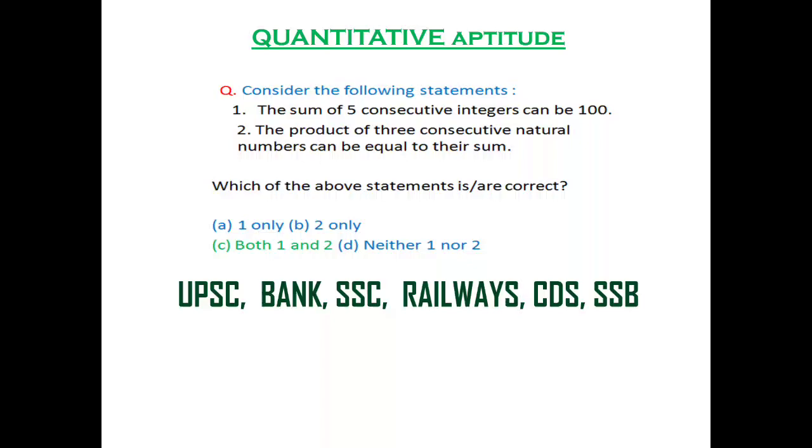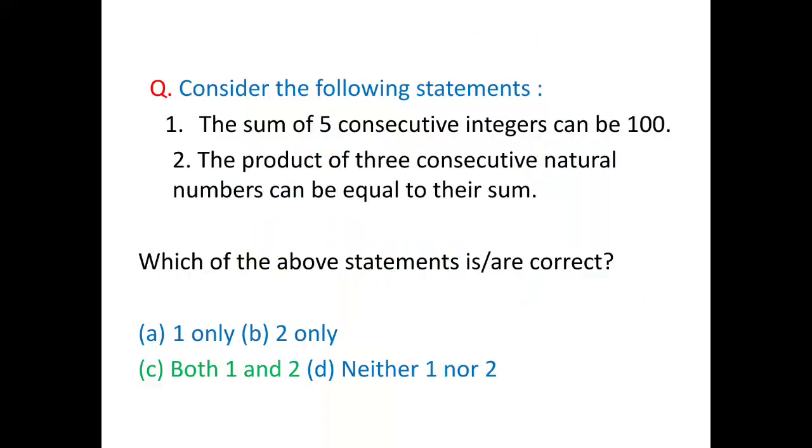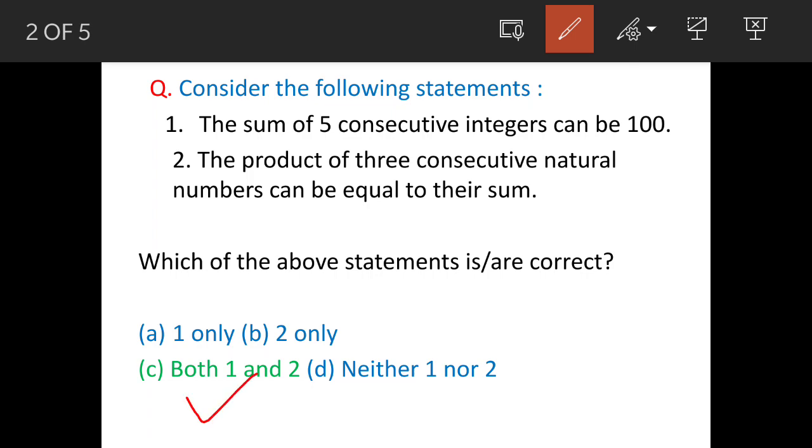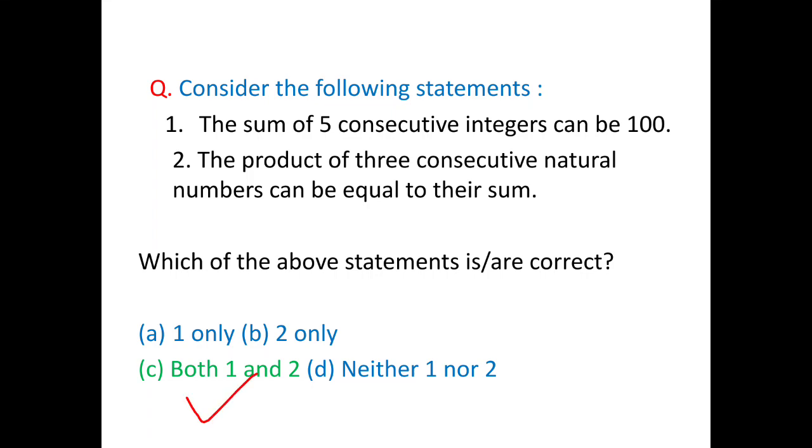Today we'll see a question of quantitative aptitude, very popular in government exams, and this question is very tricky. Two statements are given. Statement 1: sum of 5 consecutive integers can be 100. Statement 2: product of 3 consecutive natural numbers can be equal to their sum. The answer options are given, and option C, both 1 and 2 are correct. That means both the statements are correct. So we'll understand the question once again.